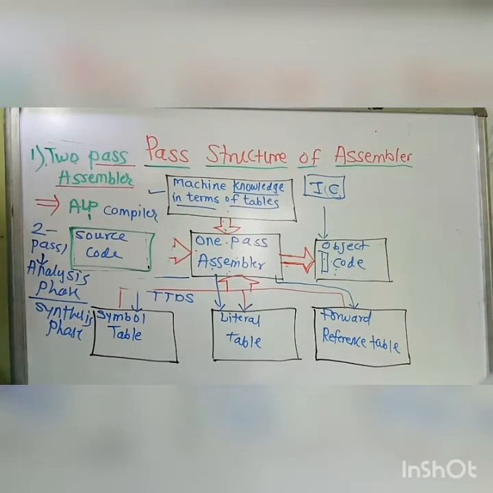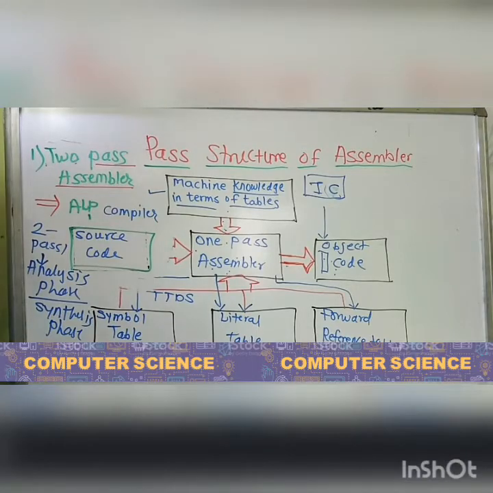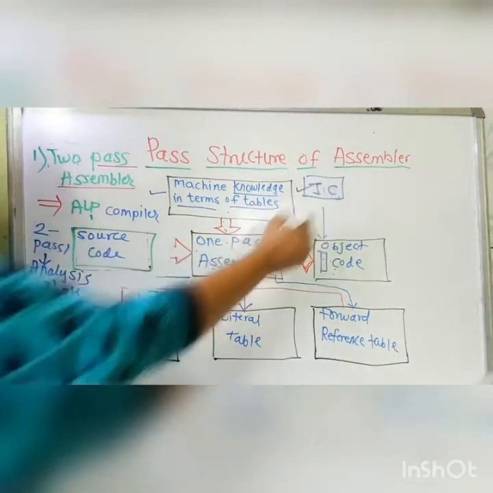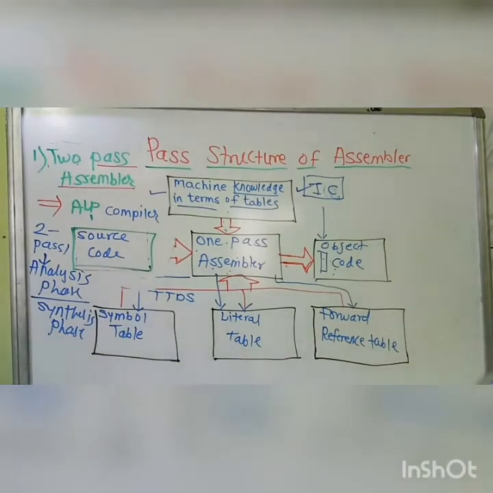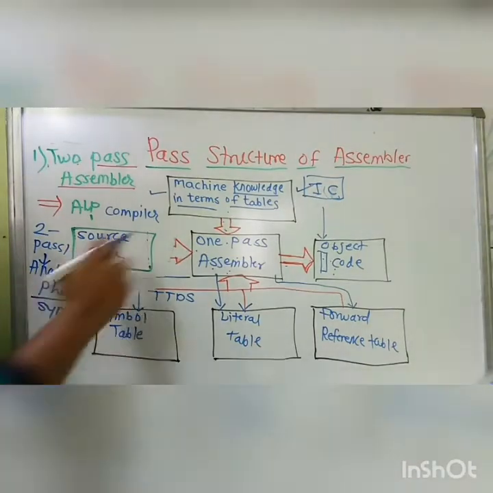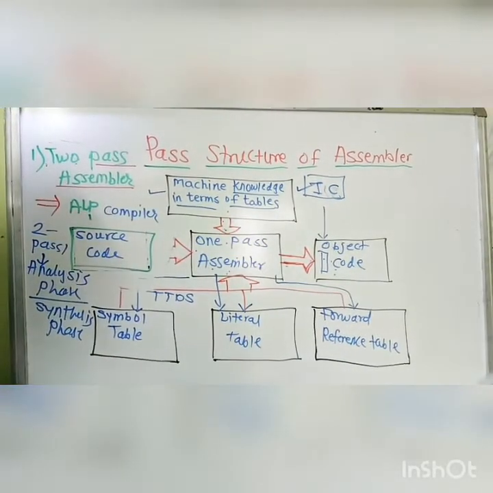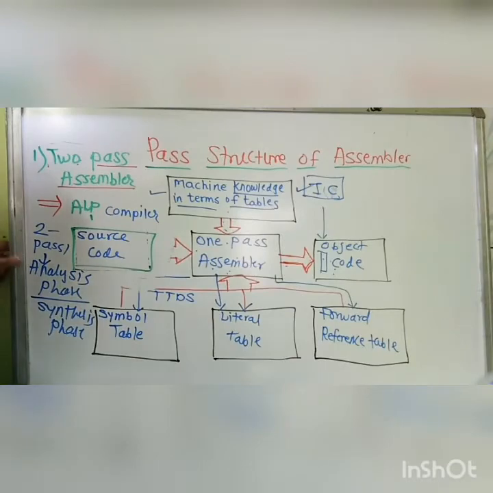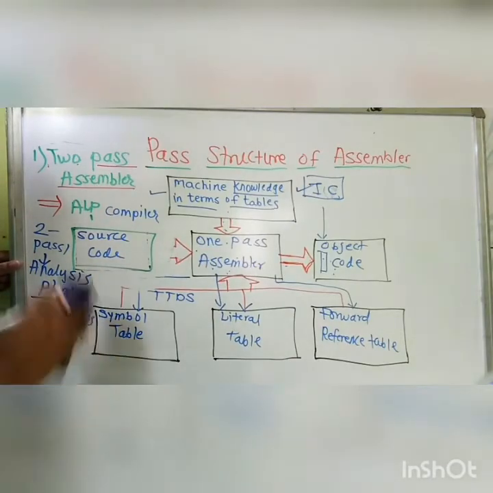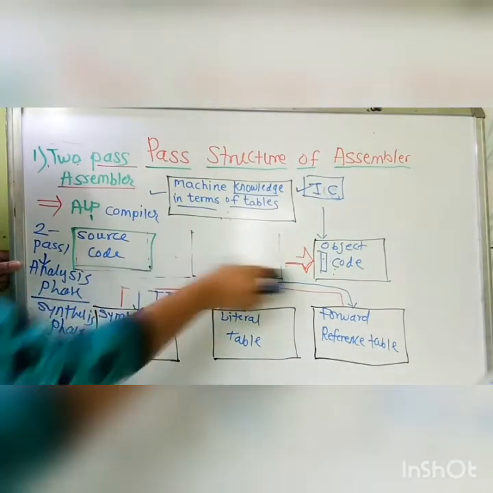This process requires the intermediate code. Here the function of intermediate code starts. It is nothing but the middle storage of data elements which is required by the second pass assembler. Now we will see what the actual changes are in this process.